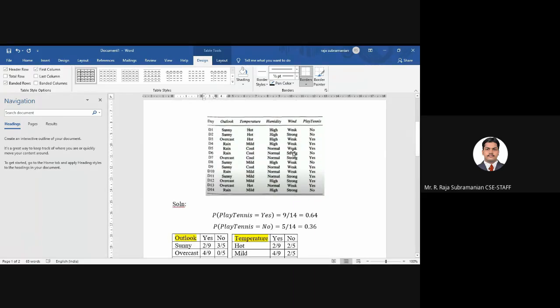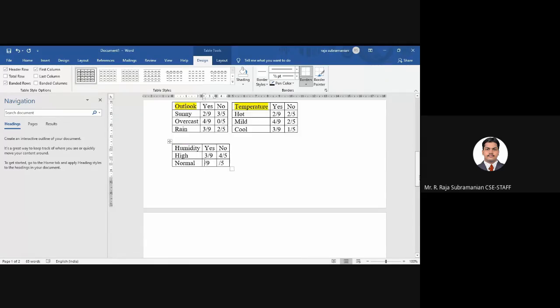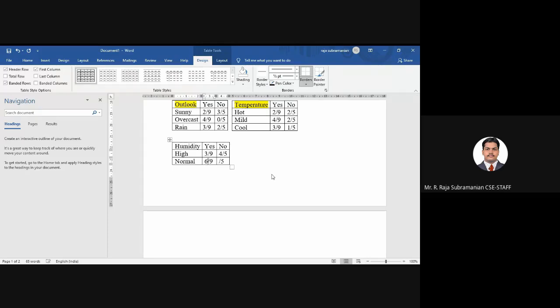I'll show the table. If any of the others can also verify, let me know if I was going wrong. Similarly, normal is yes, normal yes, normal yes, normal yes, normal yes. I think except one normal, all the other normals are actually yes. So I can find 6 normal as yes, 6 by 9, and this is finally 1 by 5, right?